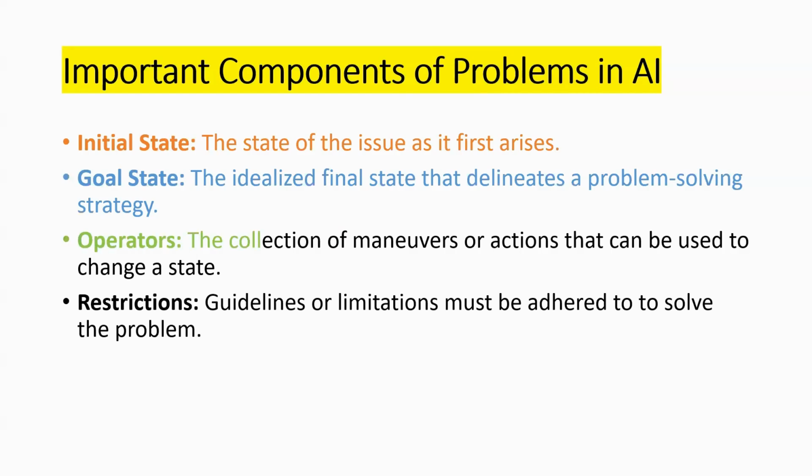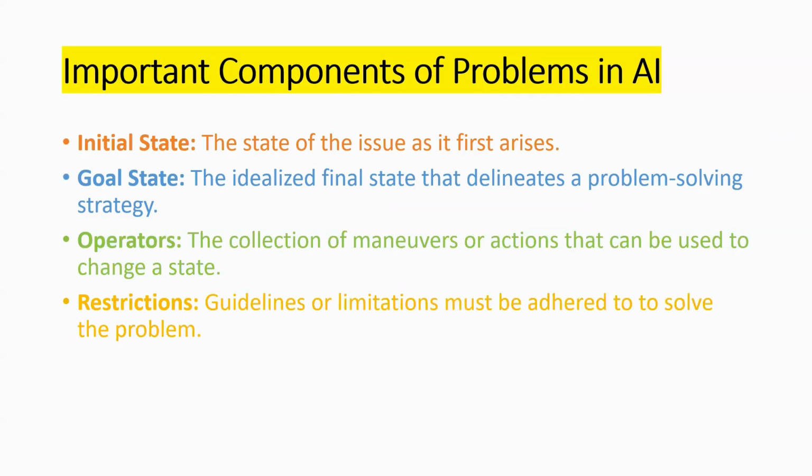Next, it requires operators, the collection of maneuvers or actions that can be used to change a state. They are used to change the state during the actions, during the performance. They allow moves or operations that can change the state. Those are the ways an AI can manipulate the environment or initial representation to move from one state to another. And restrictions, guidelines or limitations must be related to solving the problems. Those help to find the best solution to solve the problems.